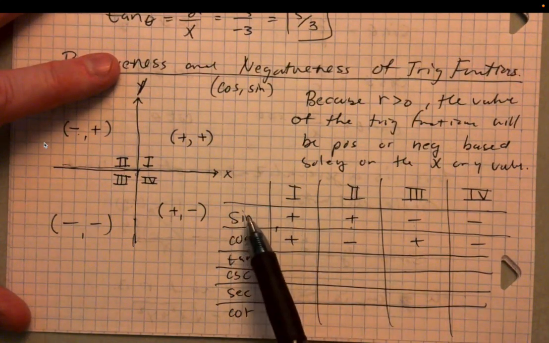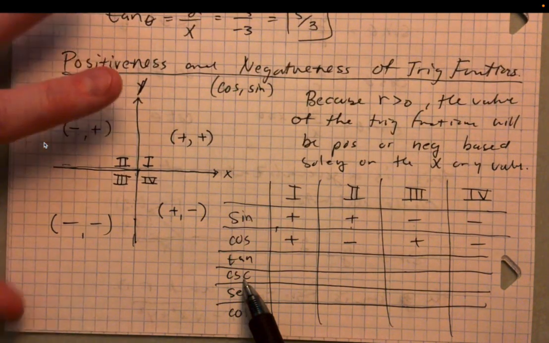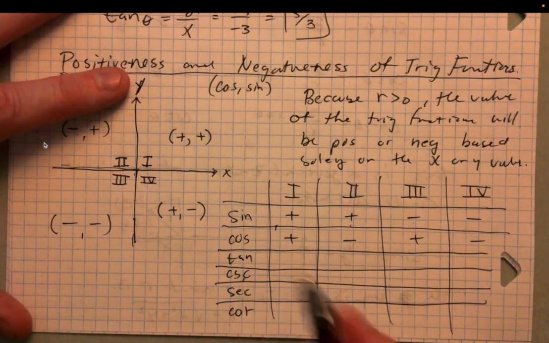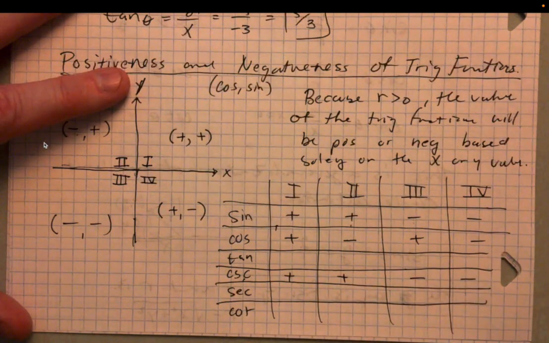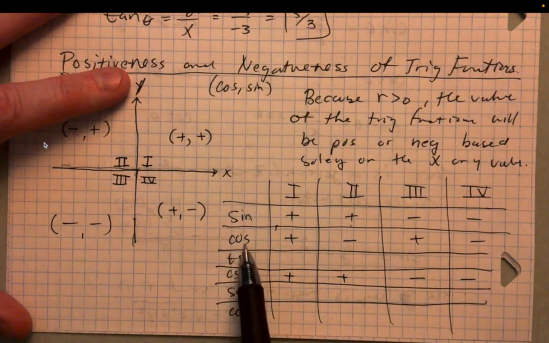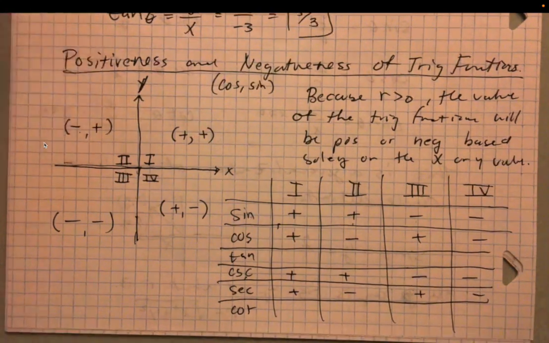Now, thinking about the cosecant, you can think of that as the reciprocal of sine. Now, the reciprocal operation doesn't change the sign, right? So it's going to be the same: positive, positive, negative, negative. And so the secant will also mirror cosine. So it'll be positive, negative, positive, negative.